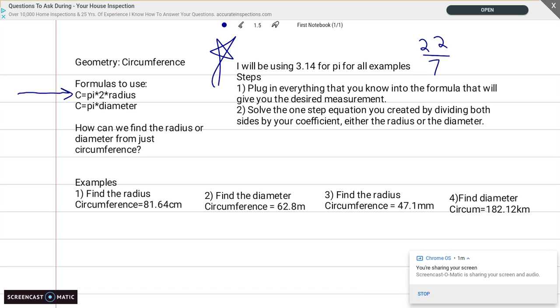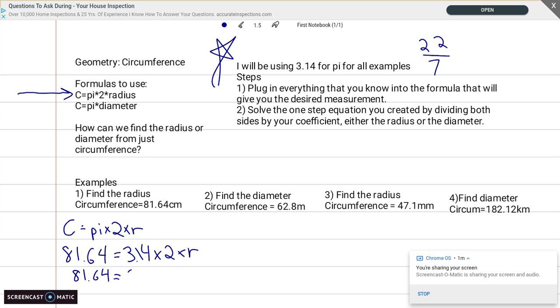So let's get started. So we want to find the radius. They gave me a circumference, and because I'm trying to find the radius, I'm going to be using C equals pi times 2 times r, which is my radius. My radius is going to be my variable, my unknown. So plug in everything you know. They told me a circumference, and pi is 3.14 times 2 times some unknown. Whoops, that's 3.14. Off screen, I'm going to do 3.14 times 2 on my calculator.